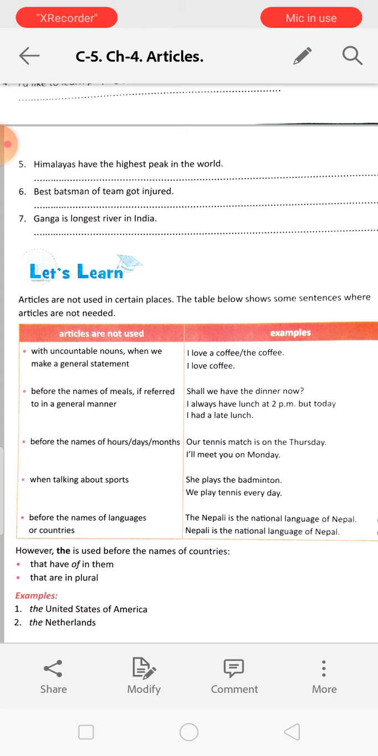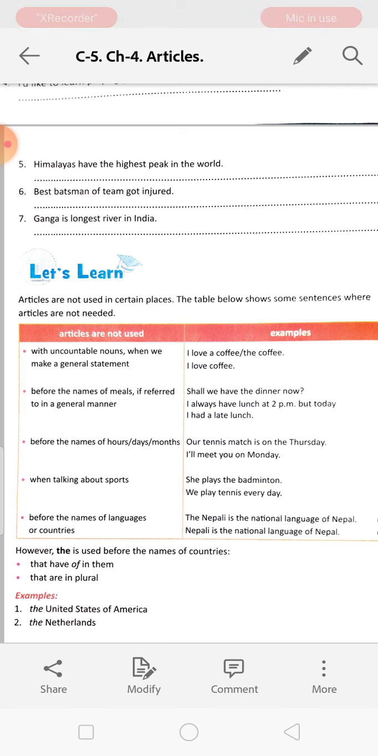Okay. Next, when we are talking about any sports, we will not use the over there. She plays the badminton. It is wrong. She plays badminton is correct. We play tennis every day. This is correct. Before the names of languages or countries: The Nepalese is the national language of Nepal. It is wrong. Nepali is the national language of Nepal will be the correct answer.